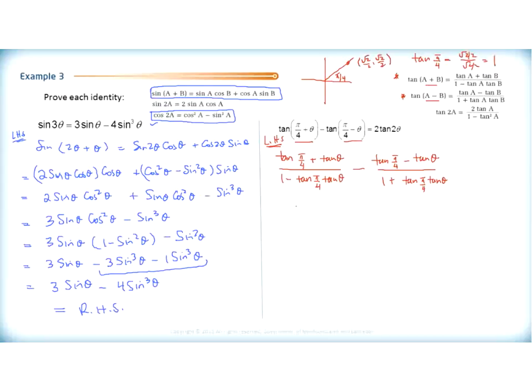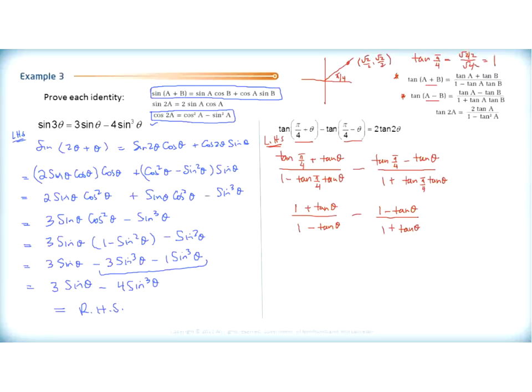So let's see if we can simplify this a little bit. I got 1 plus tan theta over 1 minus 1 times tan theta, which is tan theta, subtract 1 minus tan theta over 1 plus tan theta, because again, tan of pi over 4 is 1. Okay, looking a little nicer at least. Now what can I do here? Well, all I can do here is rewrite this with the same denominator. I got to add these two fractions. And I know they look pretty complicated to add, and they are.